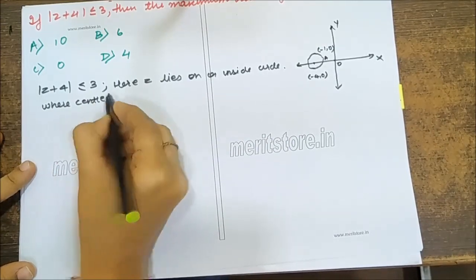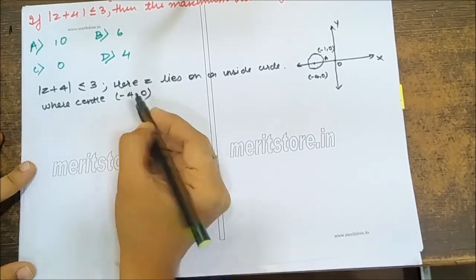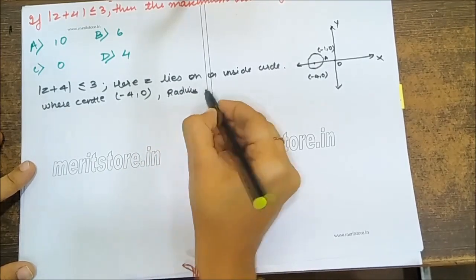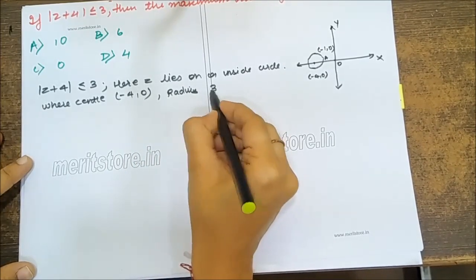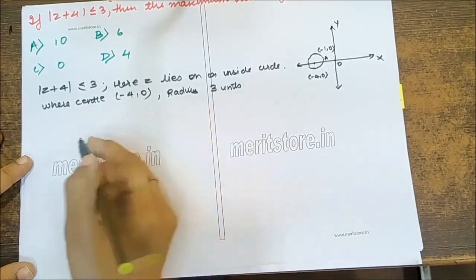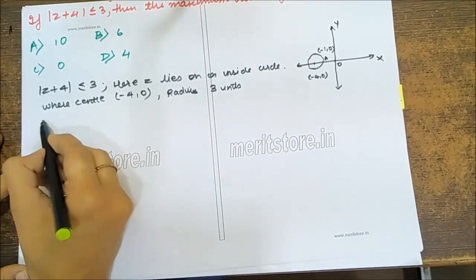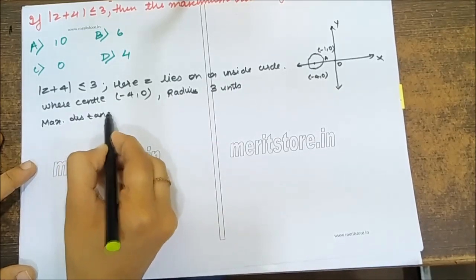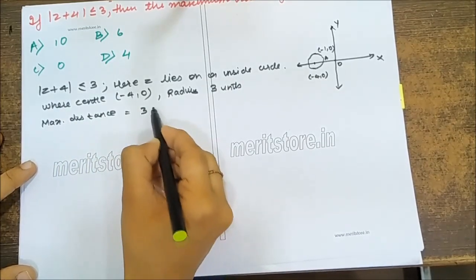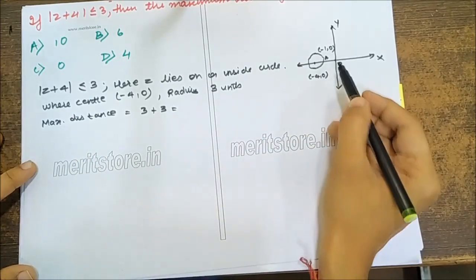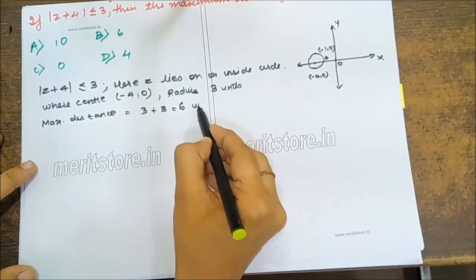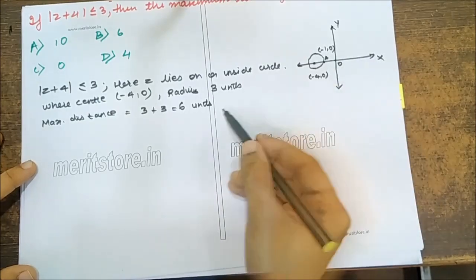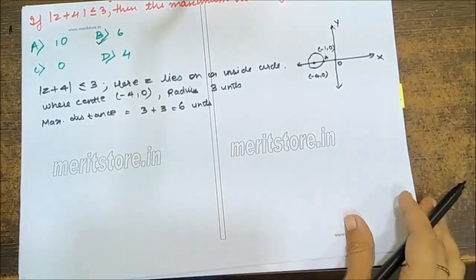center is -4, 0, and your radius will be 3 units. So maximum distance will be 3 plus 3, that is equal to 6 units. Okay. So the answer is E.